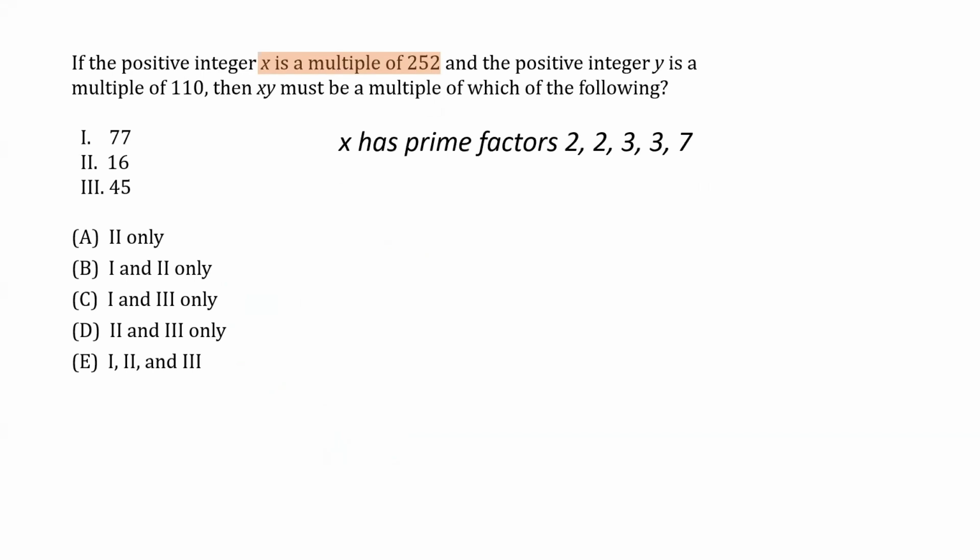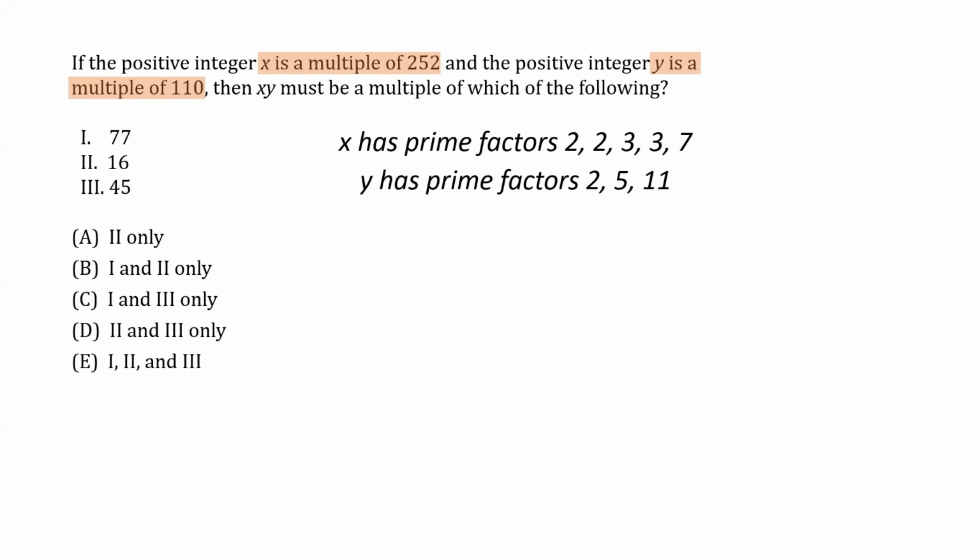What about y? Go ahead and repeat that prime factor tree approach with y if you haven't already. Perhaps pause the video. y has prime factors 2, 5, and 11. The next step is to realize that if I multiply x and y together, I combine all the prime factors of x and y, including repetitions.